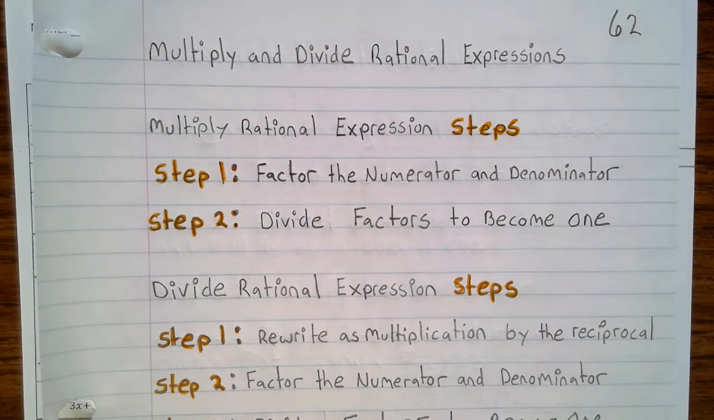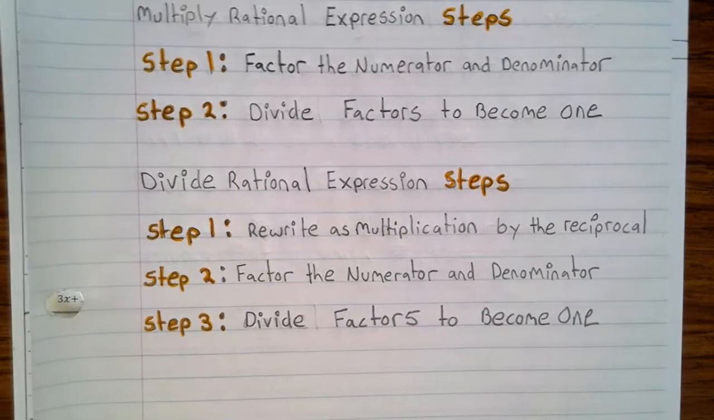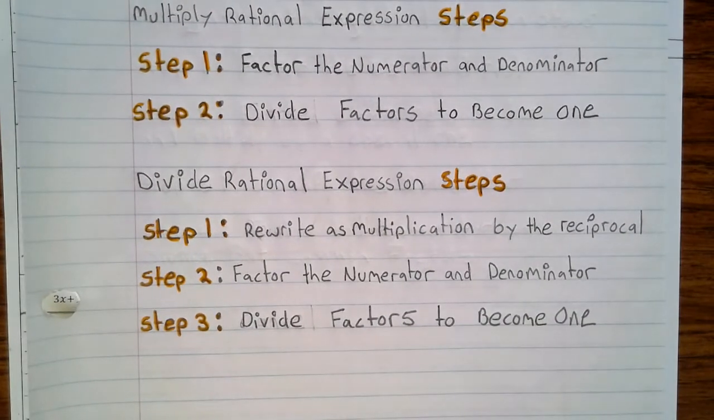Multiplying rational expression steps. Step 1, factor the numerator and denominator. Step 2, divide factors to become 1. Divide rational expression steps. Step 1, rewrite as multiplication by the reciprocal. Step 2, factor the numerator and denominator. Step 3, divide factors to become 1.